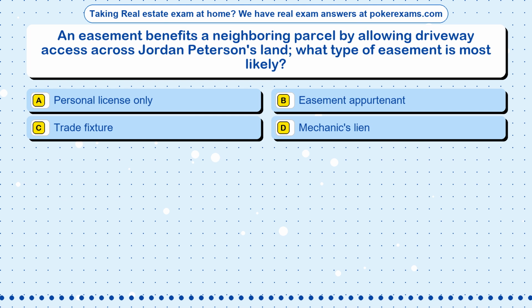Question 78. An easement benefits a neighboring parcel by allowing driveway access across Jordan Peterson's land. What type of easement is most likely? Option A, personal license only. Option B, easement appurtenant. Option C, trade fixture. Option D, a mechanic's lien.